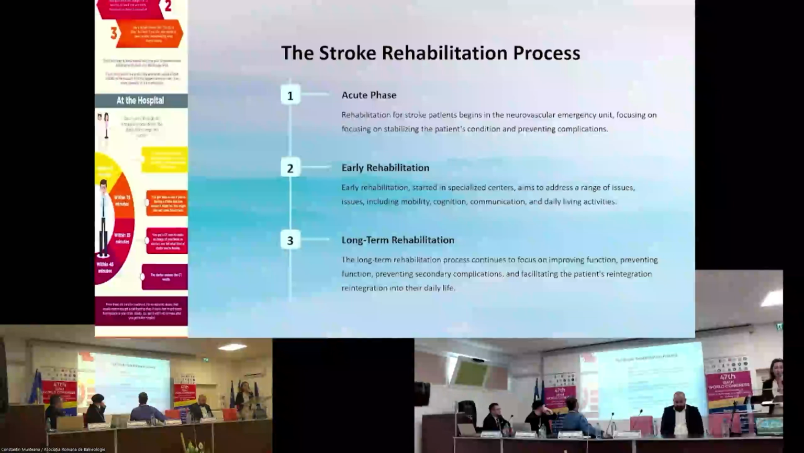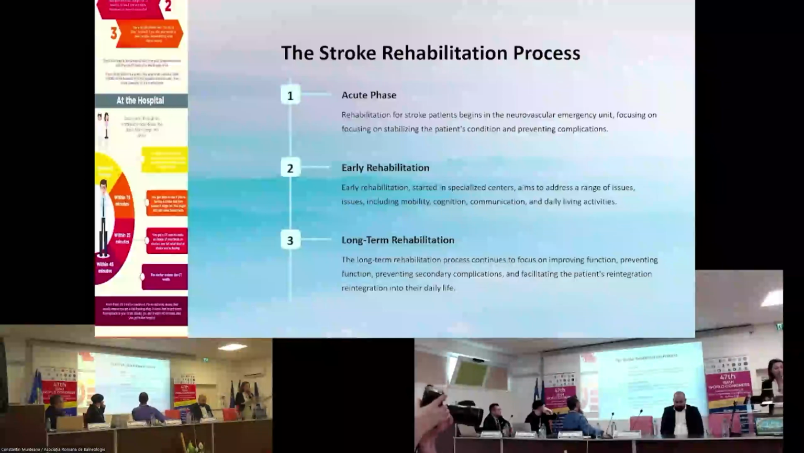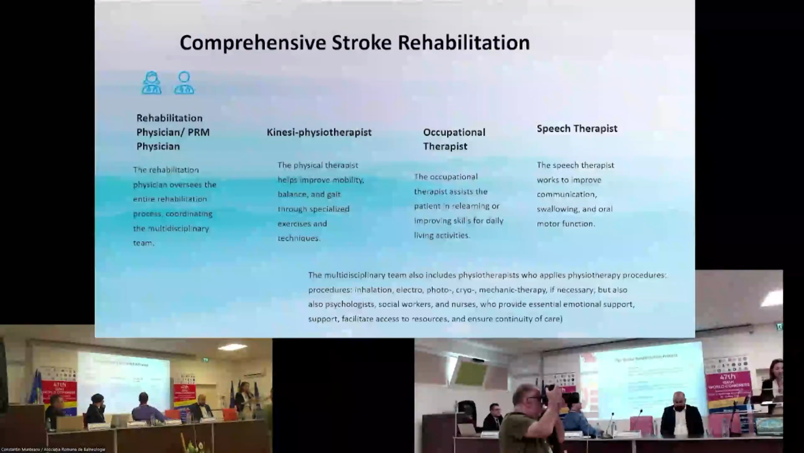After that comes the early rehabilitation, started in a specialized center like ours, which aims to address a range of issues, including mobility, cognition, communication, and daily living activities. And after that comes the long-term rehabilitation process, which continues to focus on improving function, preventing secondary complications, and facilitating the patient's reintegration into their daily life.